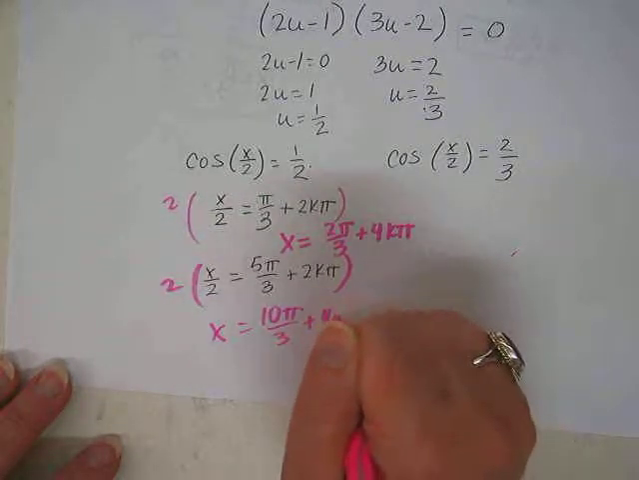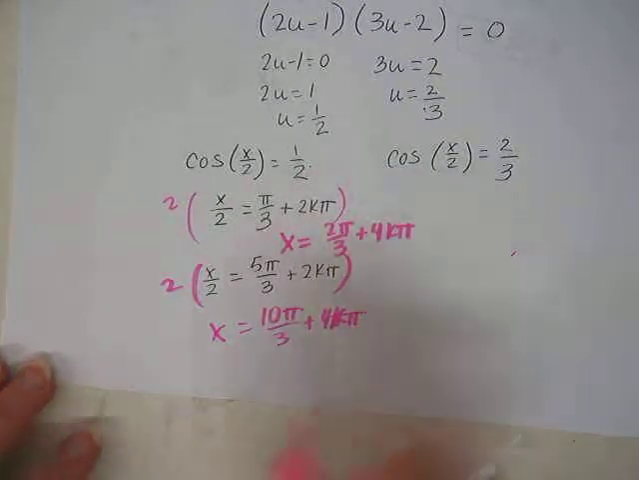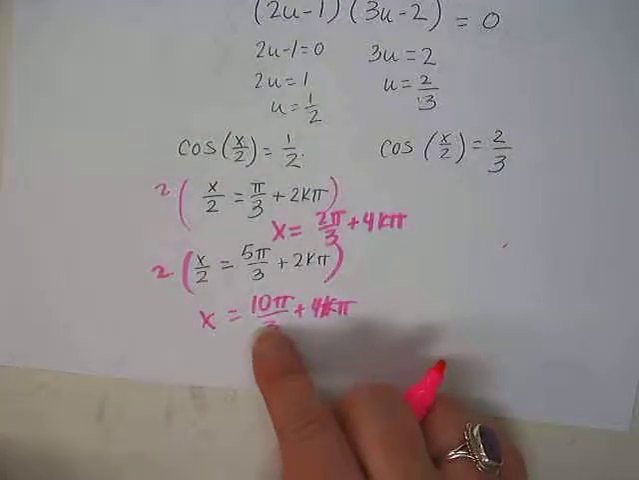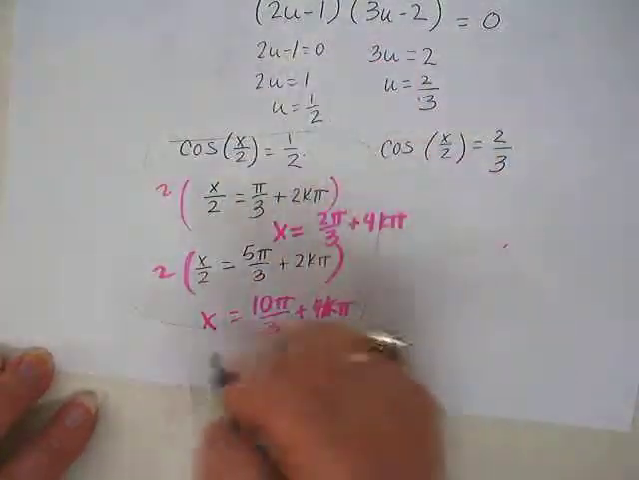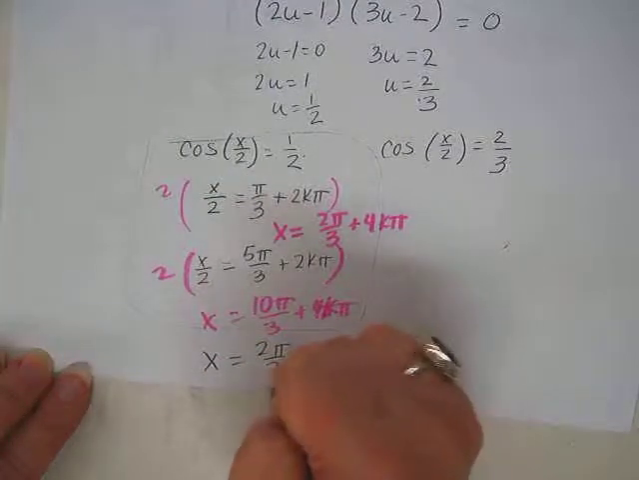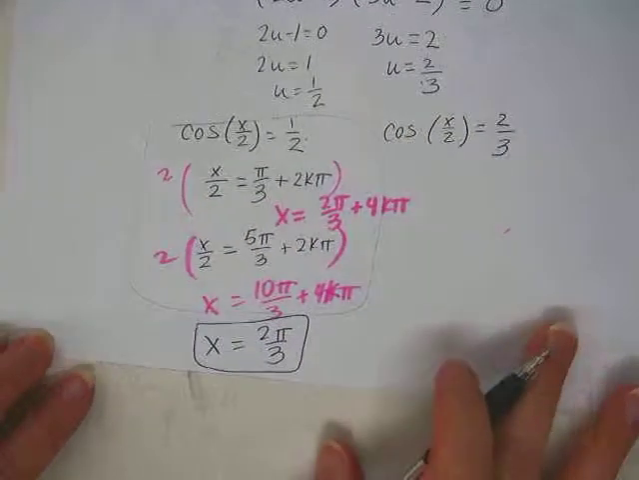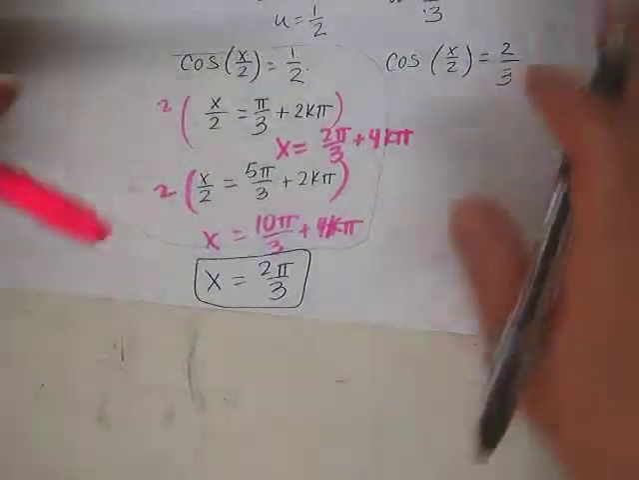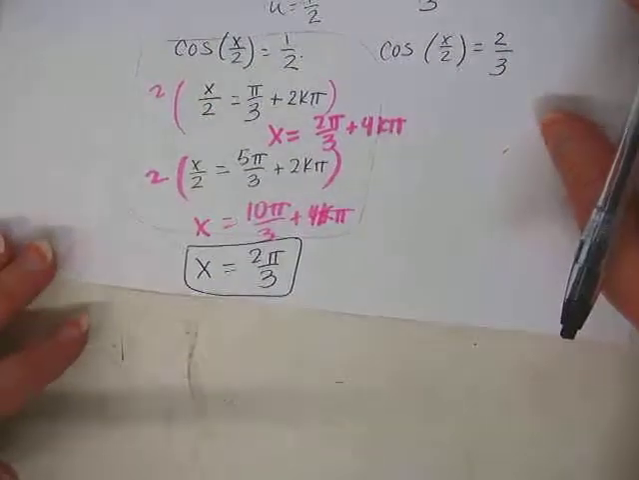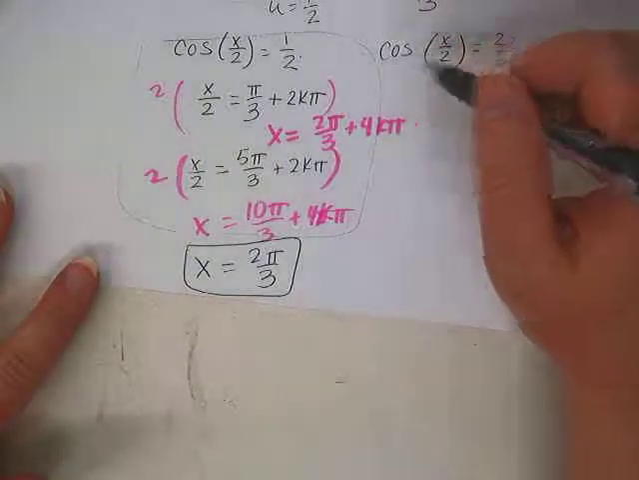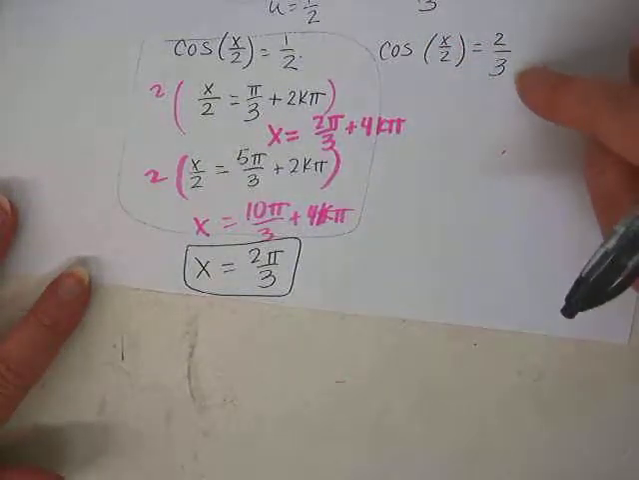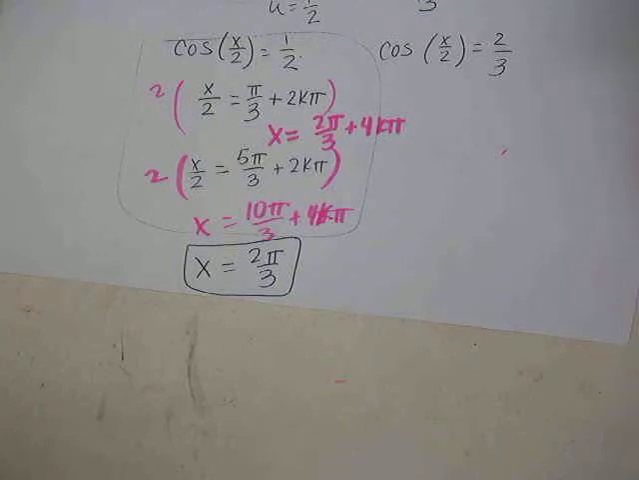Okay, now let's do this one. Multiply that whole thing by 2. X equals 10 pi/3 plus 4k pi. Well, what do you know about 10 pi/3? That's also past 2 pi. So what's the only answer that we get from this little piece right here? X equals 2 pi/3. That's the only one we can use because we're doing 0 to 2 pi. Right? Did I lose you? Are we okay? Good. Okay, now let's focus on this one.